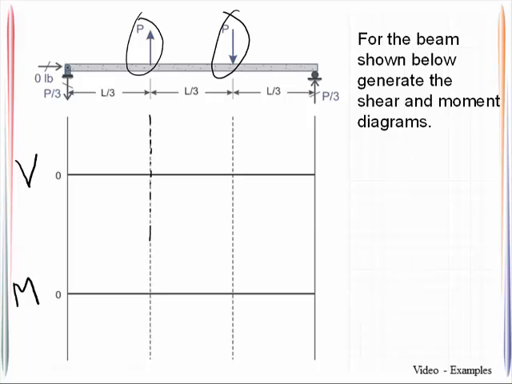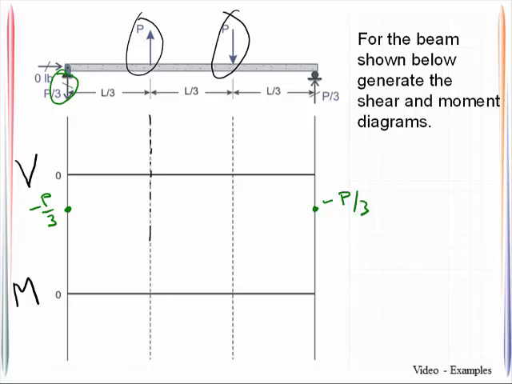Remember what our notation is. If a shear causes a clockwise rotation, that is a positive shear. If it causes a counterclockwise rotation, that is a negative shear. So this actually is a negative P over 3 because it causes a counterclockwise rotation of the beam. Now look at the right end of the beam. That also causes a counterclockwise rotation, so we know also that that is negative P over 3. Let's look back to the far left.